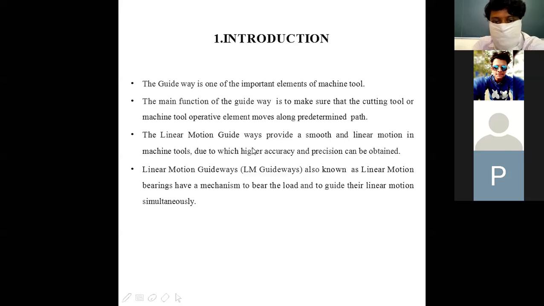Then this linear motion guide provides smooth and linear motion. Smooth motion, as well as, as the name implies, linear type of motion. The word smooth is very important because we want very high accuracy and precision in a CNC machine. Obviously, CNC machines have evolved for accuracy and precision only, as we have discussed in previous lectures, right? So for that purpose, we must have a smooth motion of the cutting tool so that we can get higher accuracy and precision.